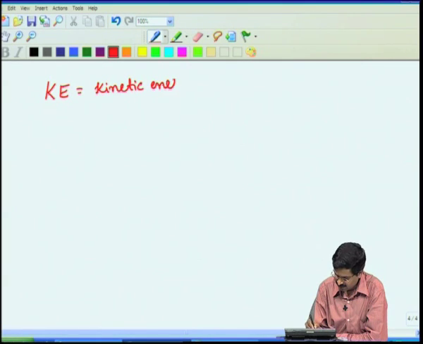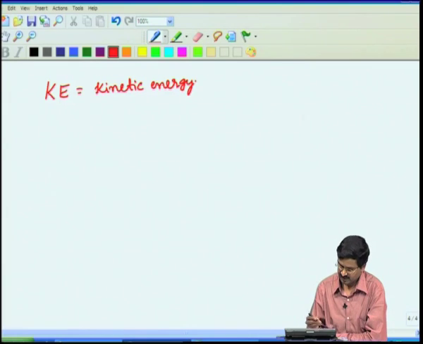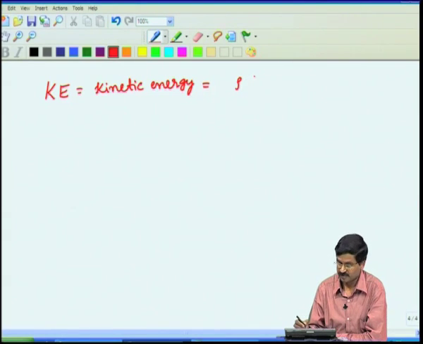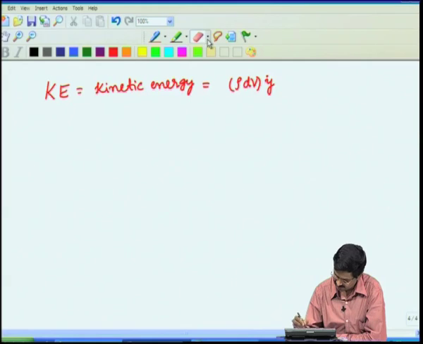kinetic energy is equal to, if I take a small particle with volume dV and density rho, that is its total mass, that mass multiplied by y dot square, okay, where this y could be the extension. So, let us write it generally.